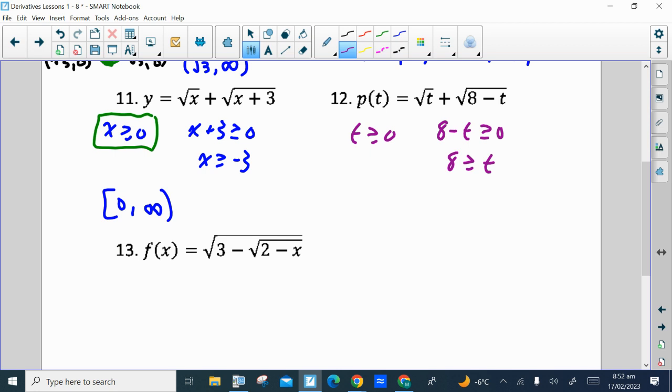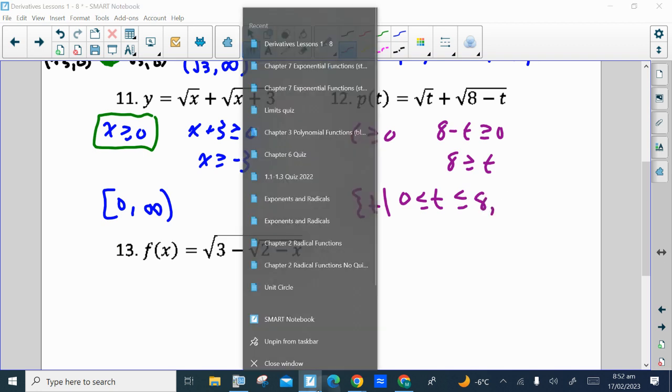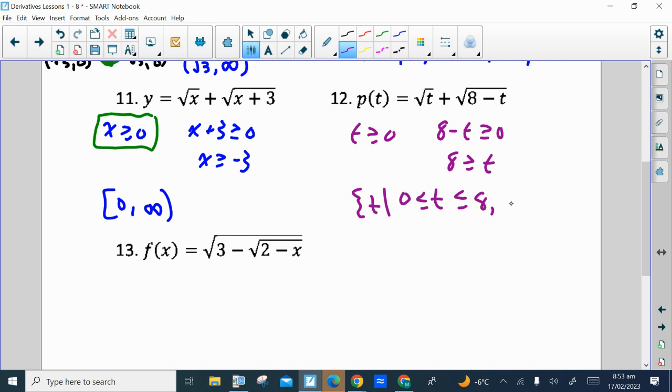So in this case, you actually get two statements that don't conflict. You can put them together, and you can say that our domain would be all values of t such that t is greater than or equal to 0, as well as less than or equal to 8. So I'm going to use set notation for this one. Okay, so t is greater than or equal to 0, less than or equal to 8, and t is an element of real numbers.